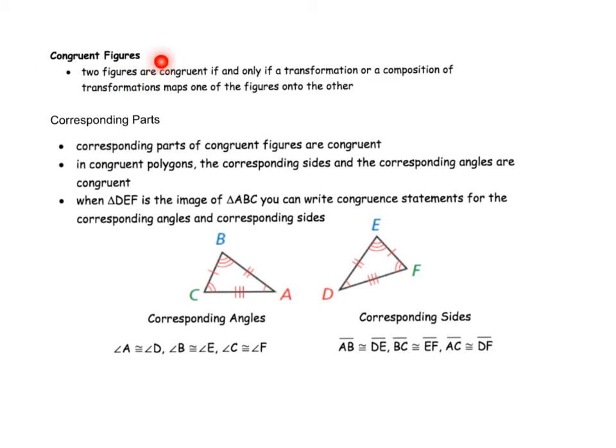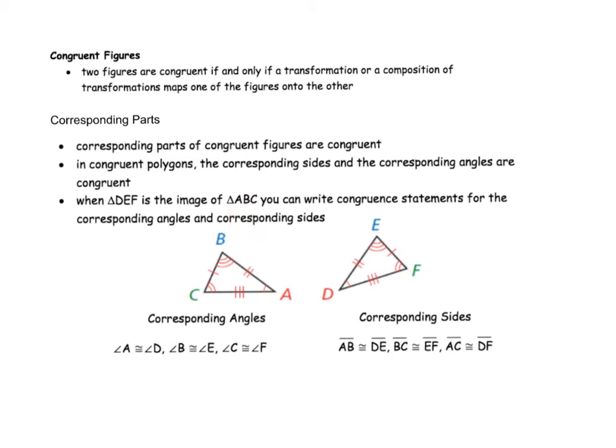All right, so two figures are congruent if and only if, biconditional by the way, a transformation or a composition of transformations maps one of the figures onto the other. So, corresponding parts of congruent figures are, in fact, congruent. Go figure. So, in congruent polygons, the corresponding sides and the corresponding angles are supposed to be congruent.